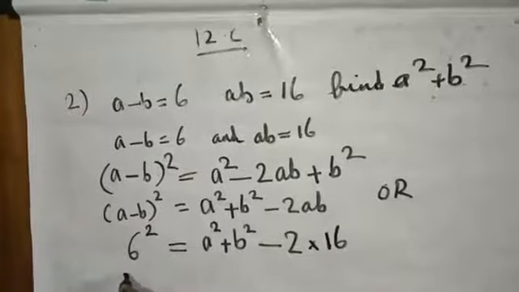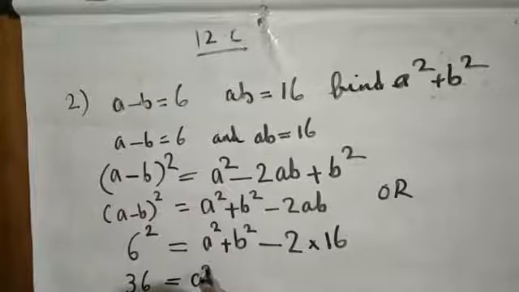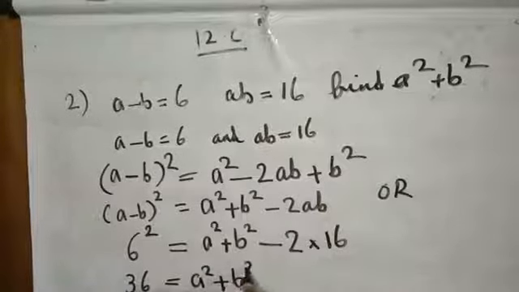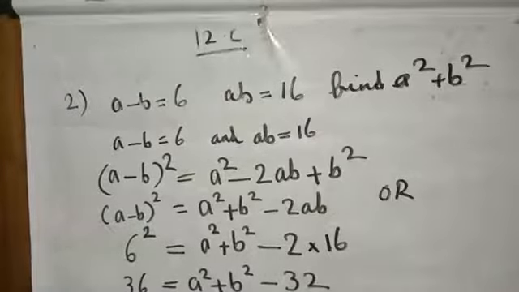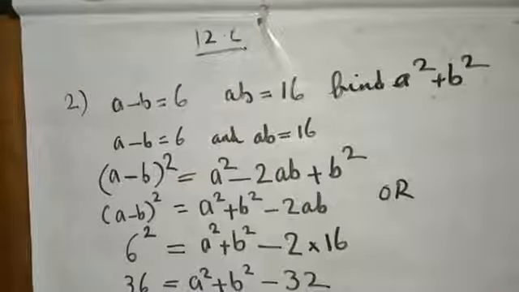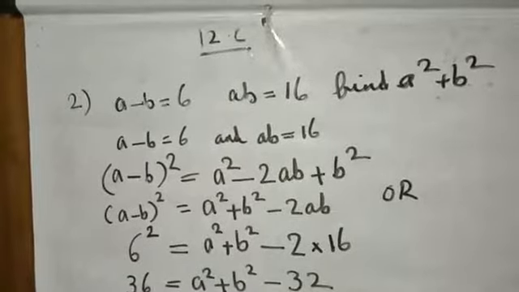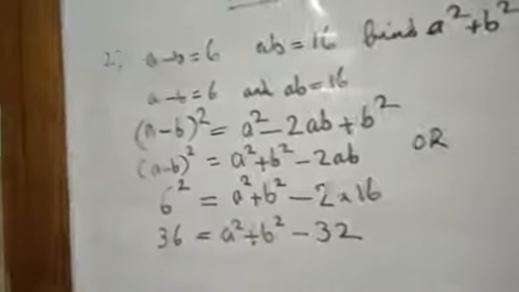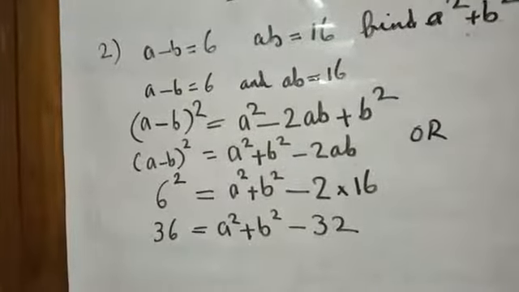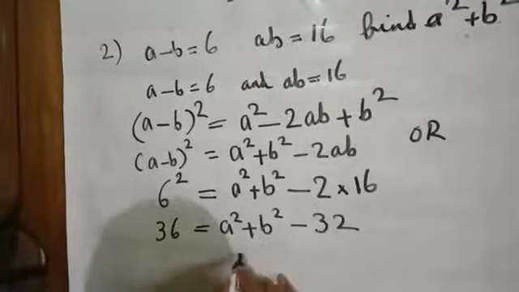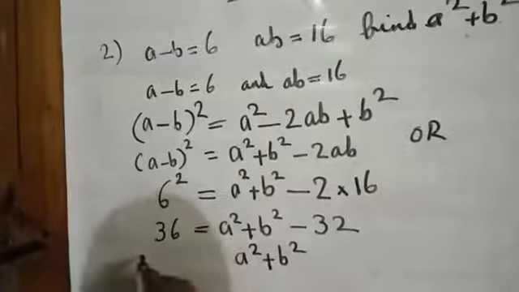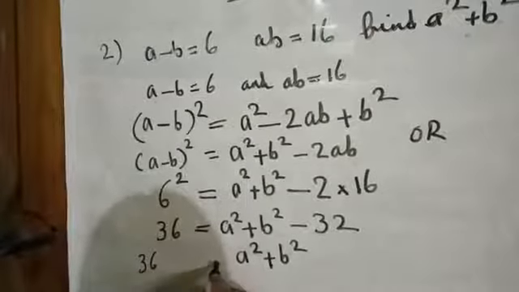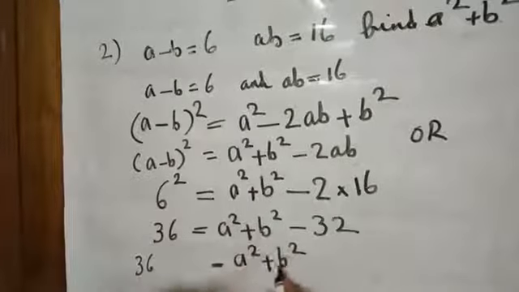Okay. What is 6 square? 36. Equal to a square plus b square minus 32. 16 twos are 32. A square plus b square minus 32. What do we have to find? A square plus b square. So a square plus b square, let it be there. Here 36 is there. We want to find a square plus b square.